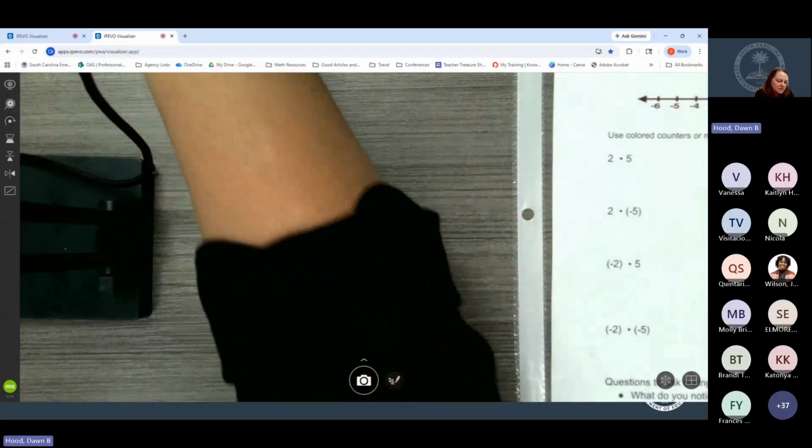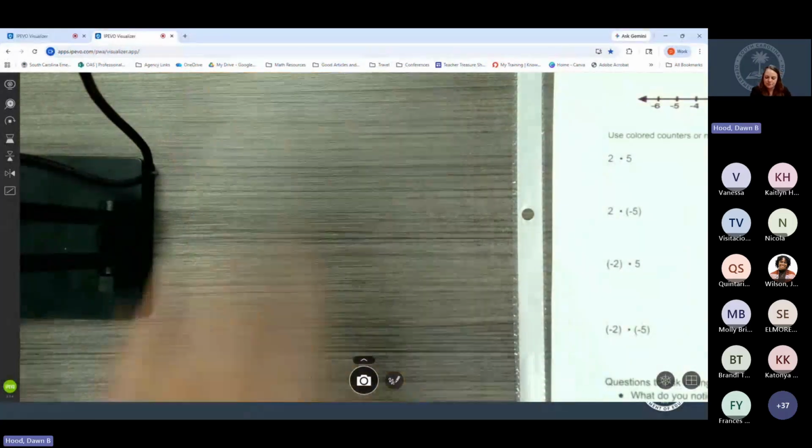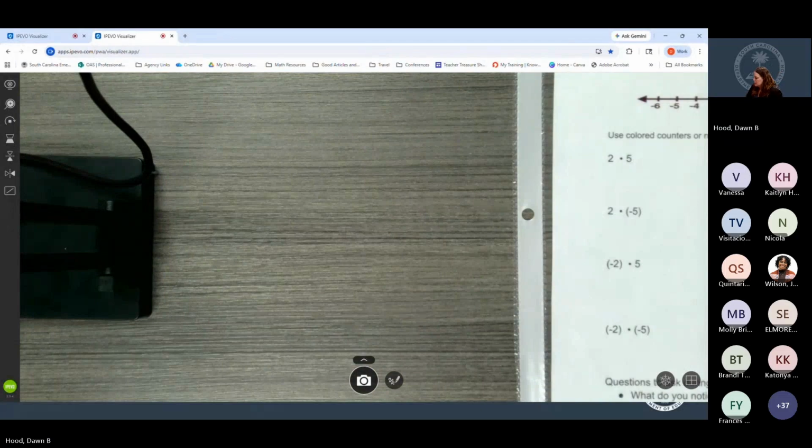2 times 5. Tell me what multiplication means while you're getting your counters ready or your papers ready.